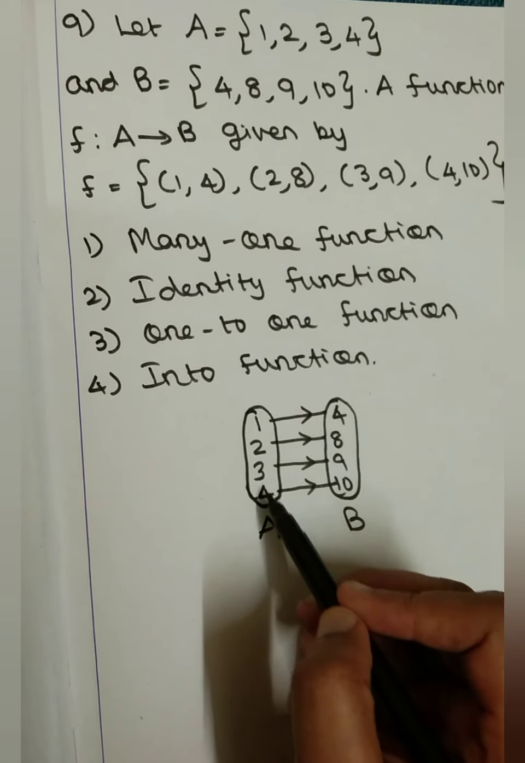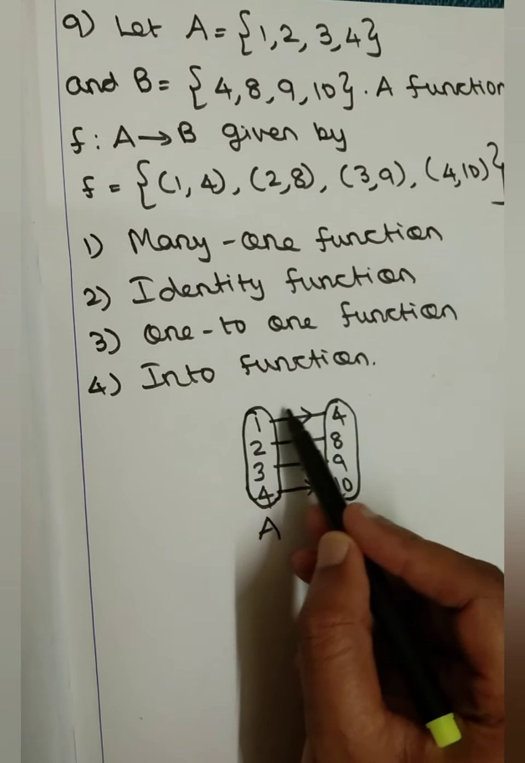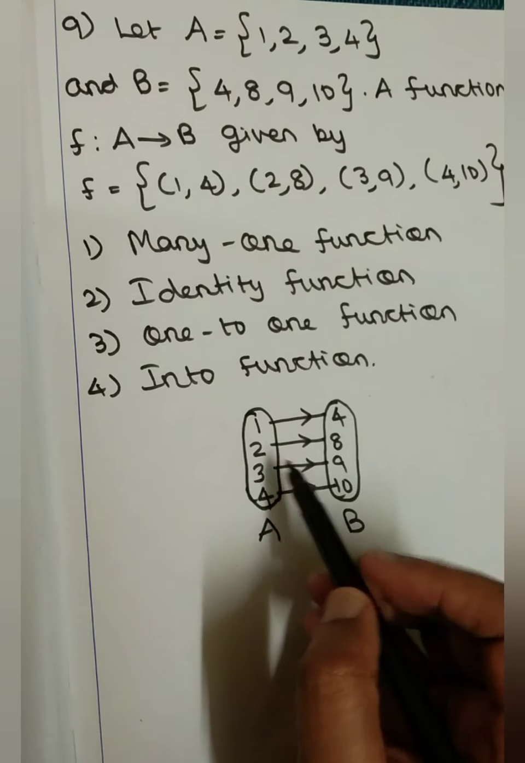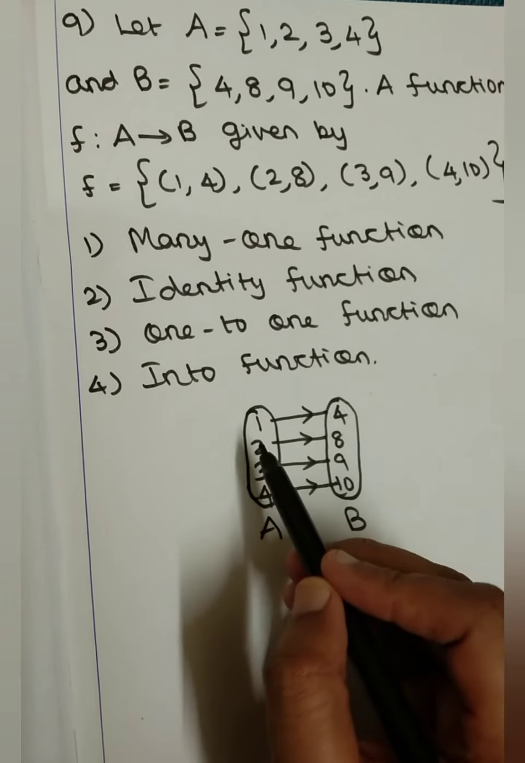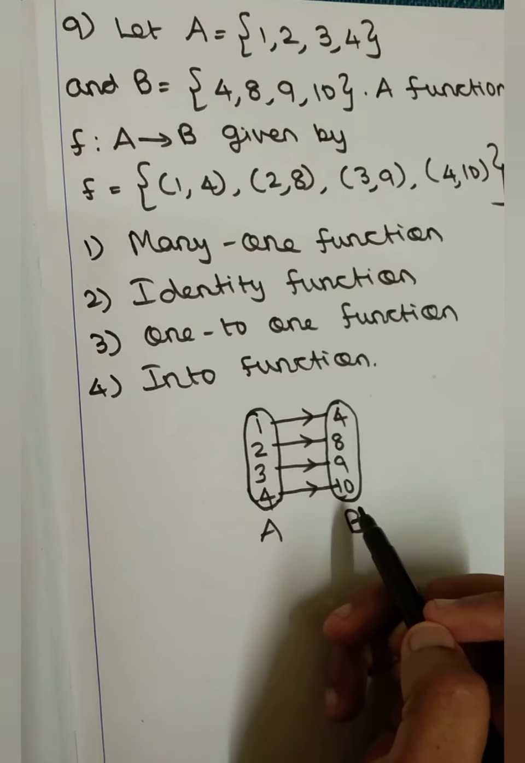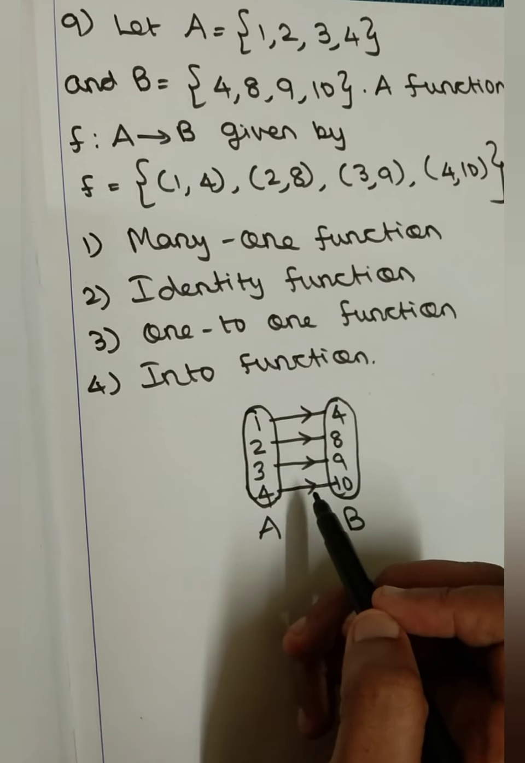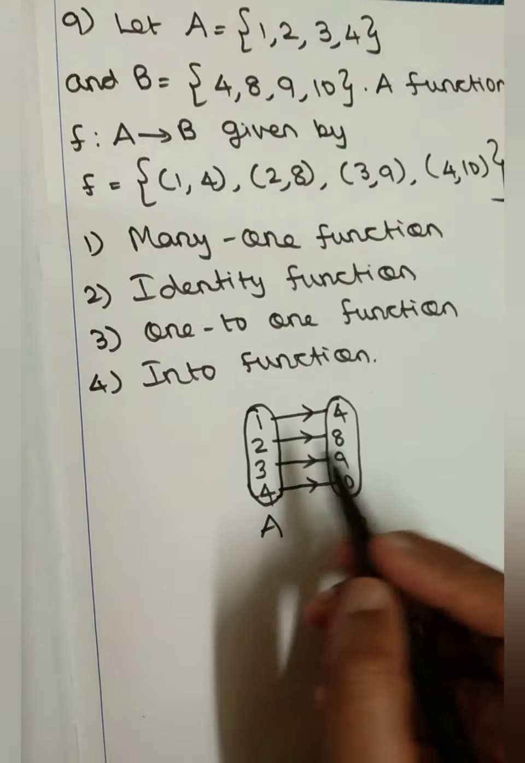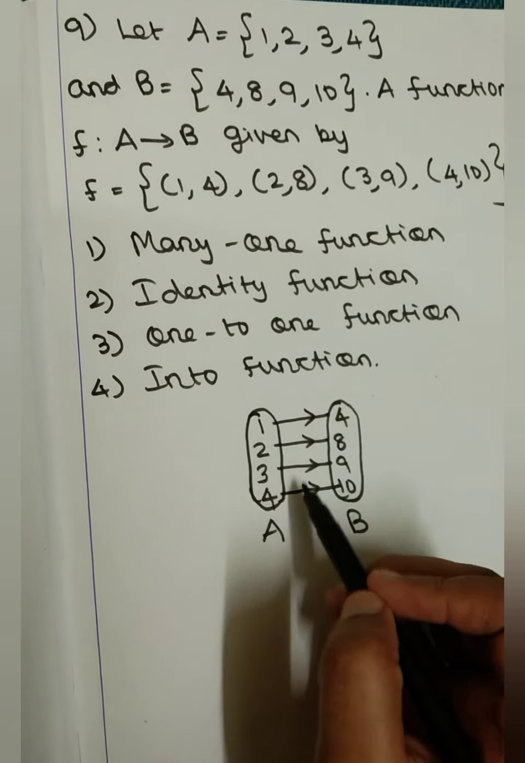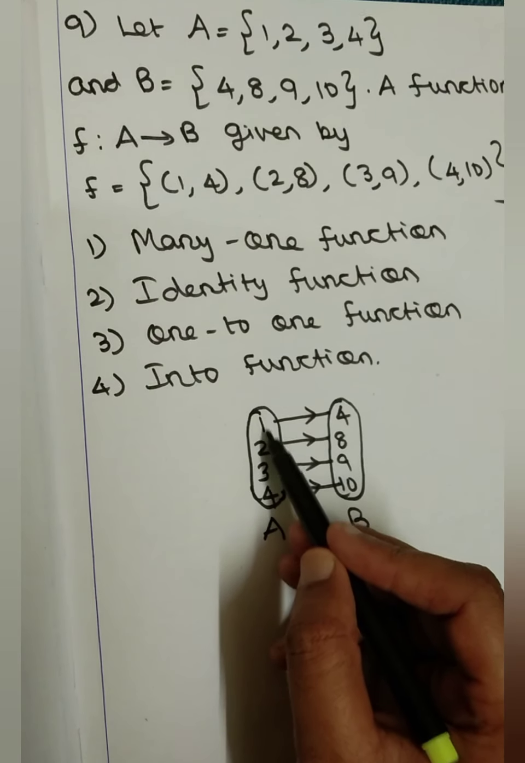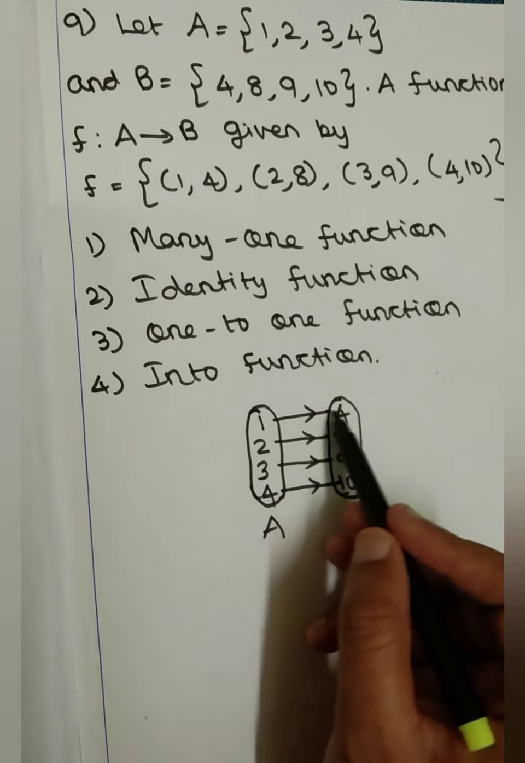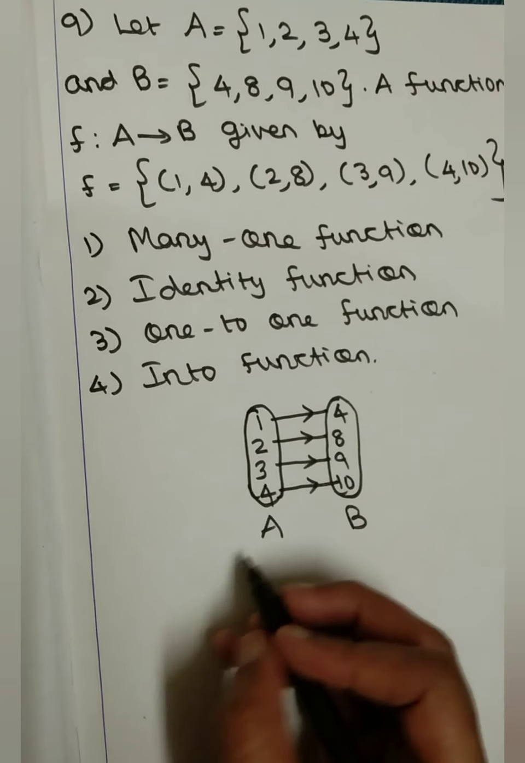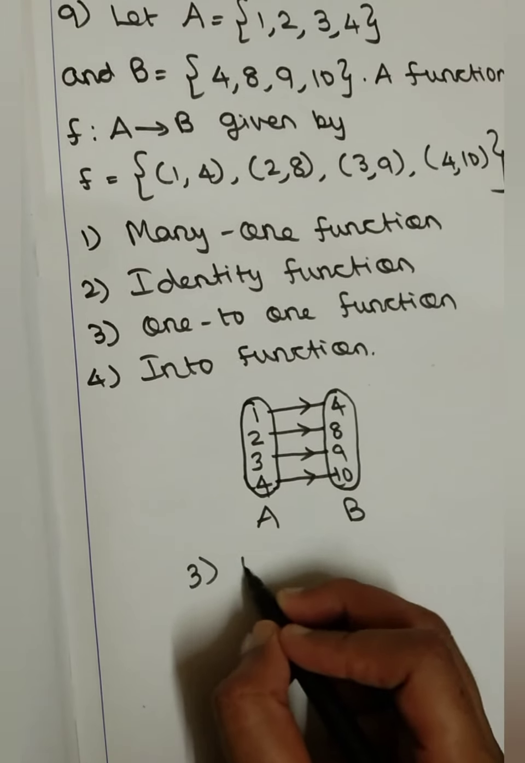Every element in A is mapped to a unique element in B. If every element in A maps to a unique element in B, that function is called a one-to-one function. Here it is similar to a one-to-one function. See here, every element in A maps to a unique element in B. So this is a one-to-one function. My option 3 is correct.